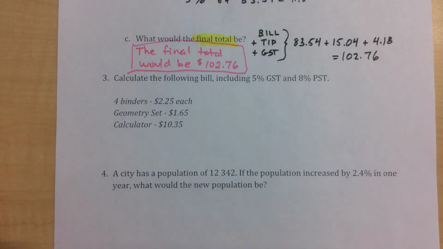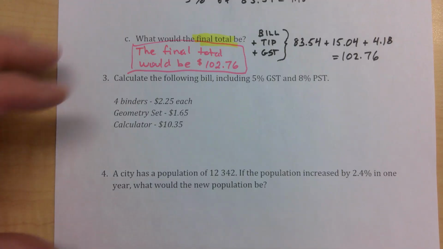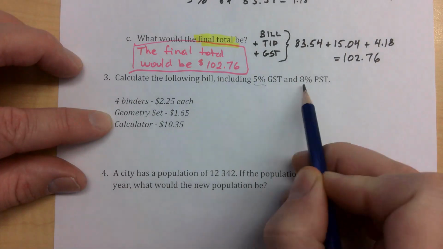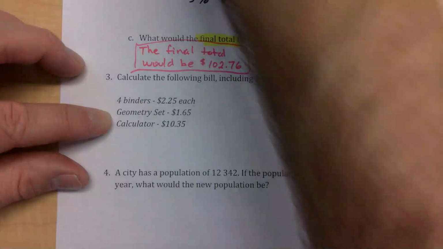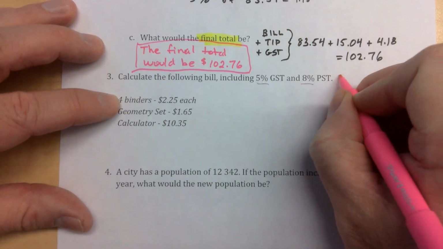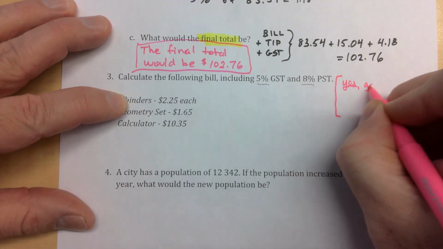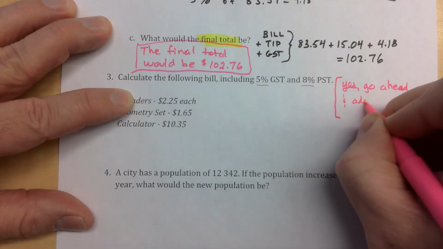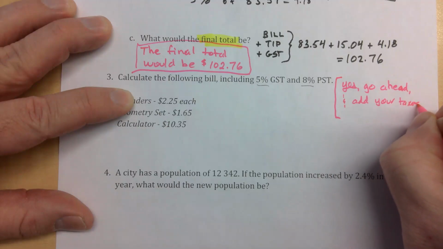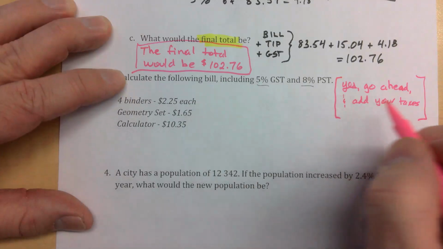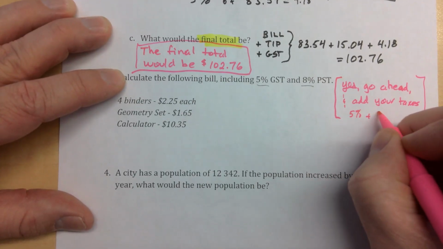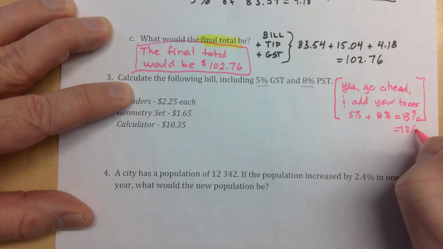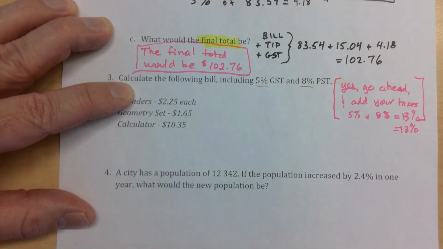Okay, so question 3, not too difficult or challenging. There are some minor preliminary steps you have to do at the beginning here, but it's a pretty straightforward tax question. I will say again, I'm going to grab pink for this. So, just a comment here. So, yes, go ahead and add your taxes. Okay, so it says calculate the following bill. So you can just say 5% plus 8% is equal to 13%. Okay, sorry, sometimes I write 13 like the letter B. 13%. All right. So let's see what that looks like.